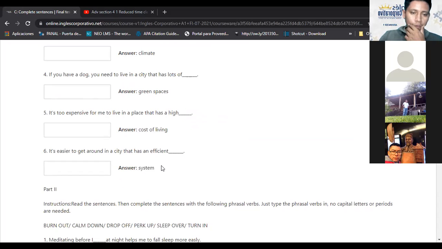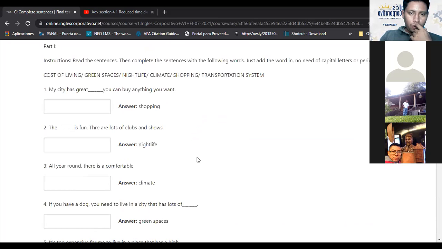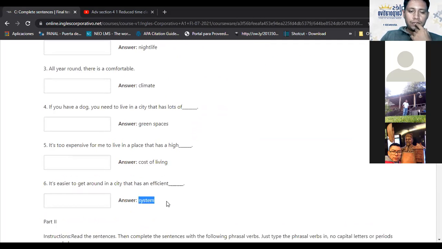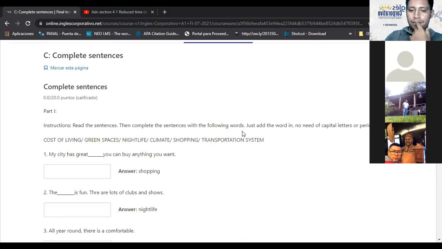Okay, according to the system, this is the answer that you must write. It is just system. I don't know why, but maybe there's a mistake, because the choice is transportation system. Yeah, it's an error there, so just write system. Oh, okay. And you are going to have it correct, because this is an error. It must be the old phrase. Just system, right, just system.